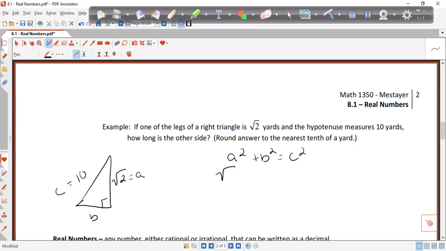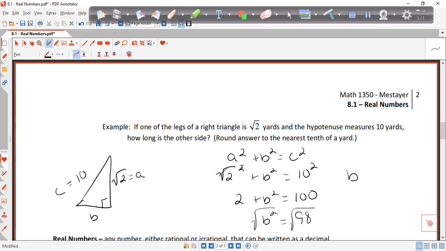So I've got square root of 2 squared plus B squared equals 10 squared. Well, here squared and square root cancel each other, so 2 plus B squared equals 100. Subtract 2, B squared equals 98. Square root of both sides, and here we get an irrational answer, so we're going to round to 1 decimal place, and so we get 9.9 yards.